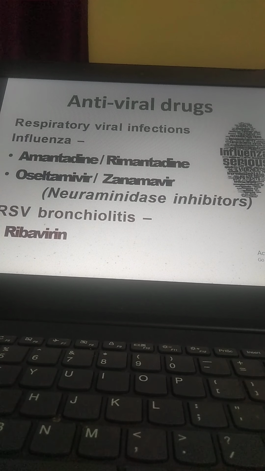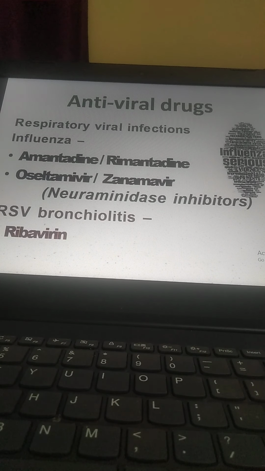Now respiratory viral infections: today we have H1N1 and also COVID-19. Amantadine and rimantadine, oseltamivir and zanamivir are the groups of drugs. They come in the neuraminidase inhibitors, and for RSV bronchitis we give ribavirin. So these are the drugs for the H1N1 influenza virus.